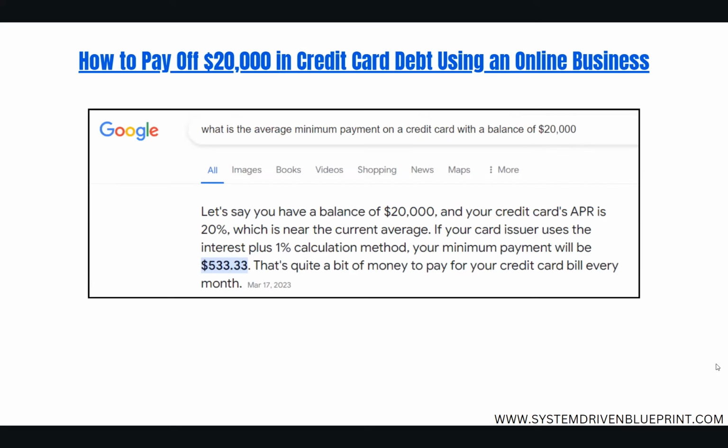So if you Google what is the average minimum payment on a credit card with a balance of $20,000, it's going to show that $500 a month is just being paid in interest. Like it says in Google here, that's quite a bit of money to pay for a credit card bill every single month.